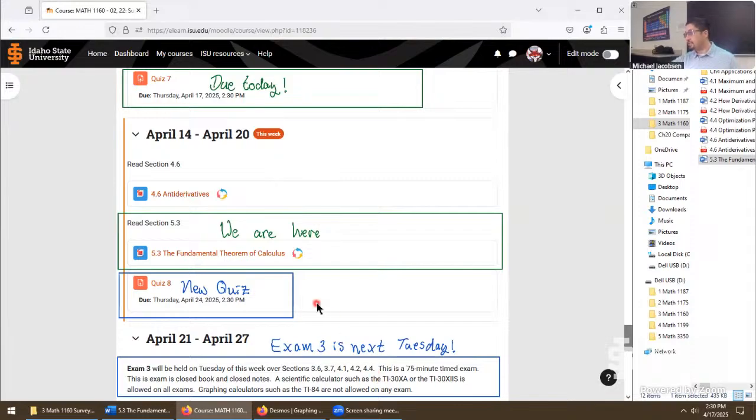Next, quiz number 8. This one is based off section 4.6 on antiderivatives. So if you decide to come back to quiz number 8 after the exam, that might make a lot of sense because this information isn't on the third exam. It would be on the final exam. So that's where we're at so far.